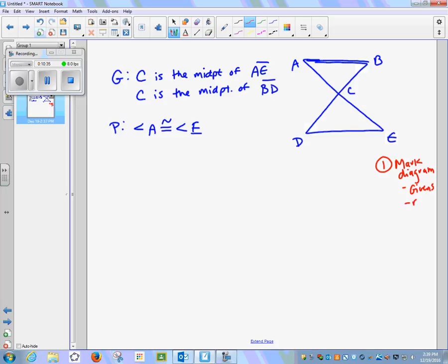So that might mean reflexive or vertical angles, parallel. Okay, there might be any of those things that you already know. So givens and then other things that you can mark just based on your knowledge. So do that first. Everybody mark your diagrams with the given information.